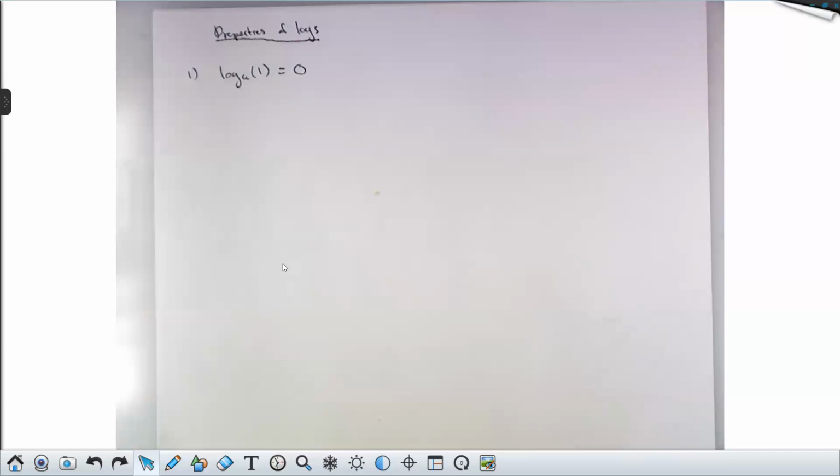Okay. The first one here is that the base a log of 1 will always be 0, no matter what your base is. This is because any number to the 0 is 1, at least any number that could be the base of a logarithm. Remember, a, the base of the logarithm, is the base of an exponential, and those bases always have to be positive.